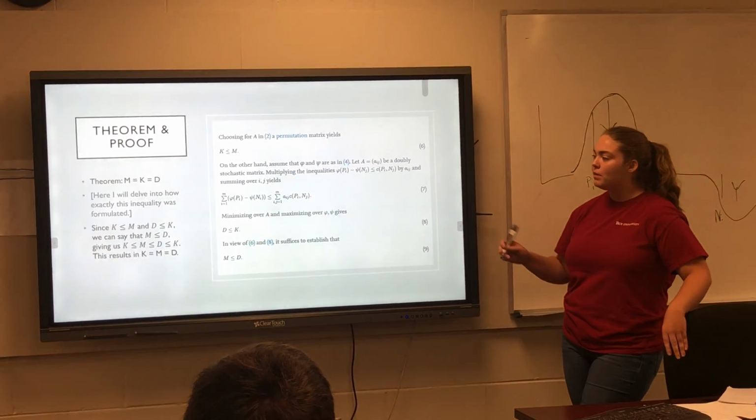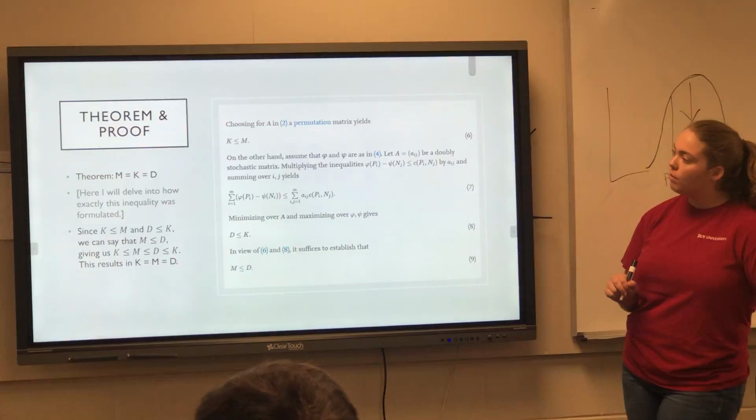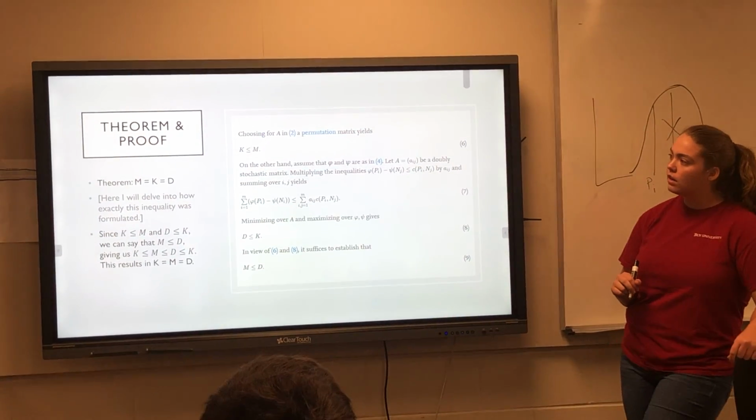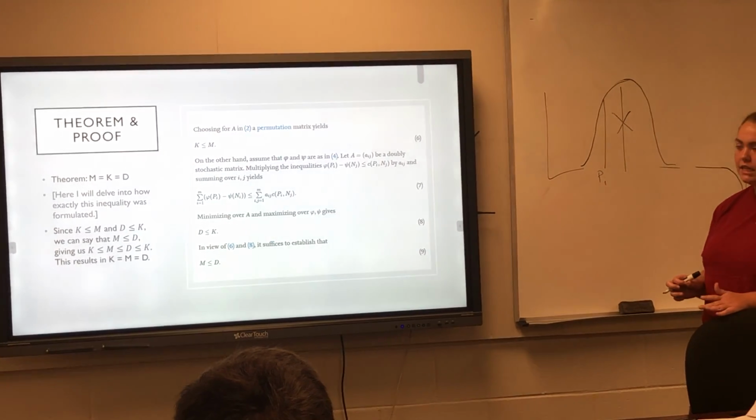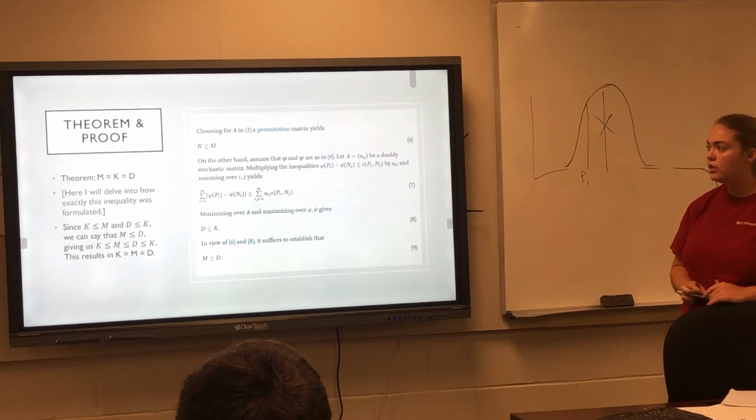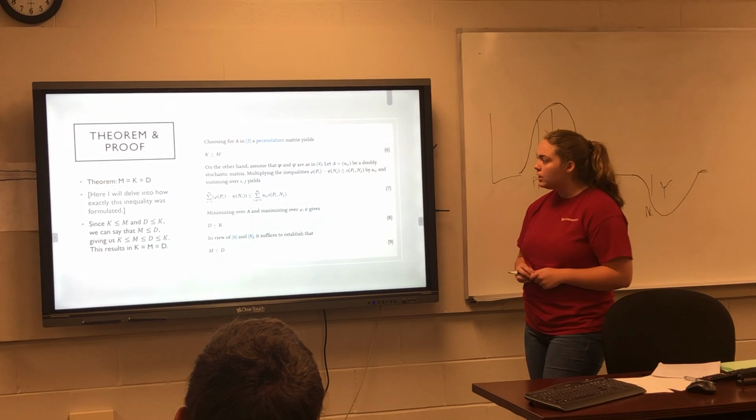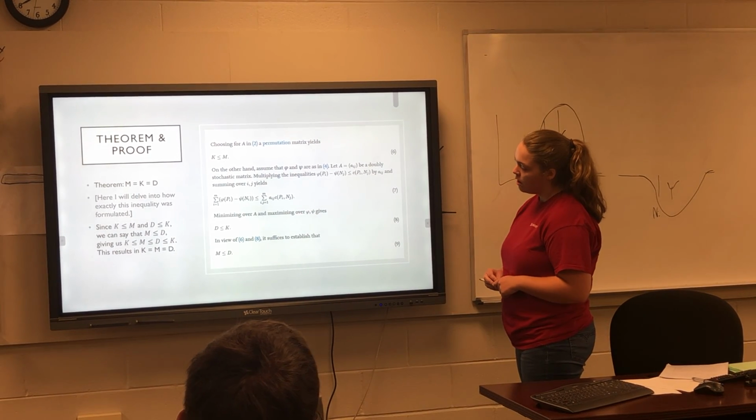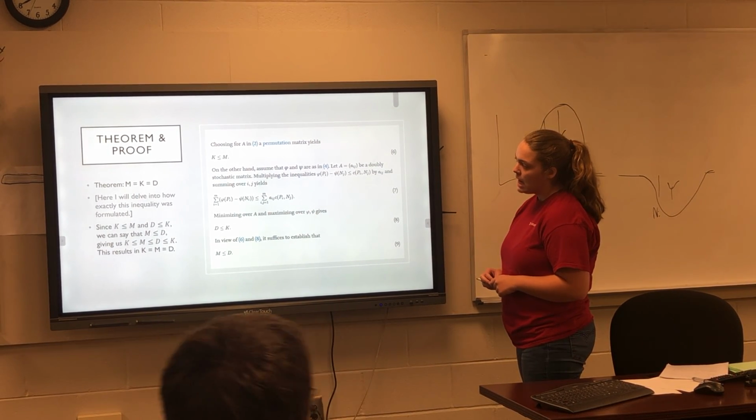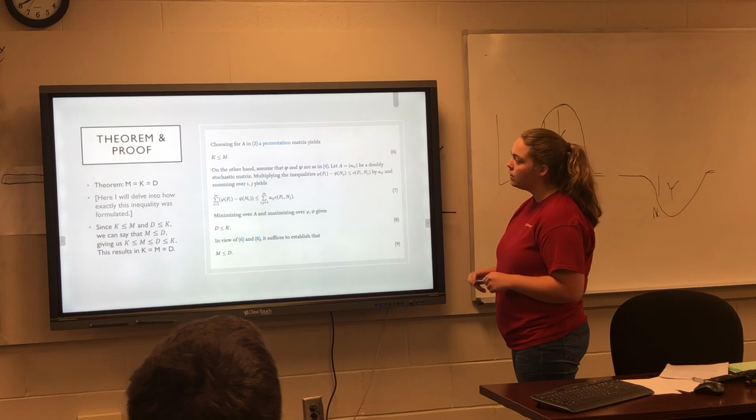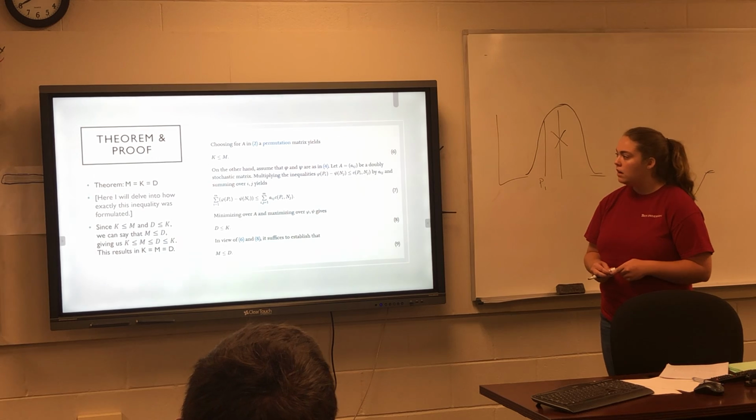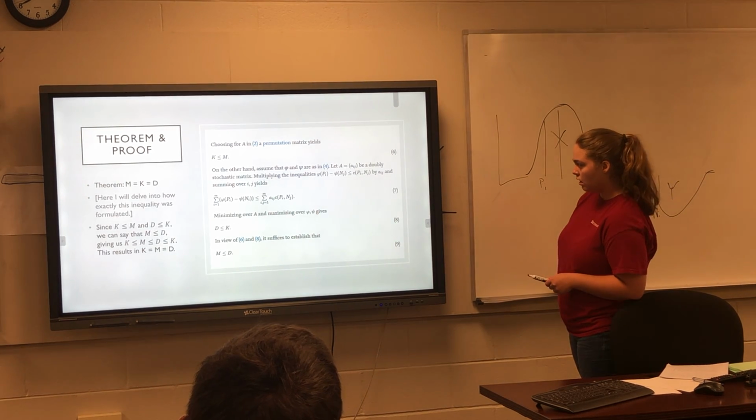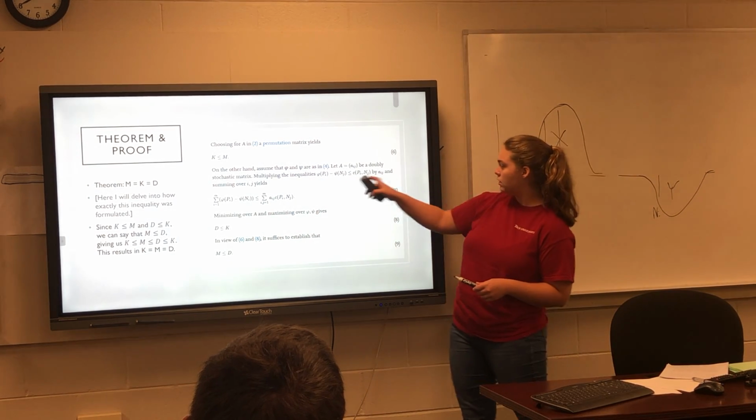This is a portion of the proof here, and what this article tried to prove was equating M to K to D, which are those two equations from earlier. In this first part, we are going to try to equate K, M, and D. We start out assuming that K is less than or equal to M, and we start with these two inequalities.